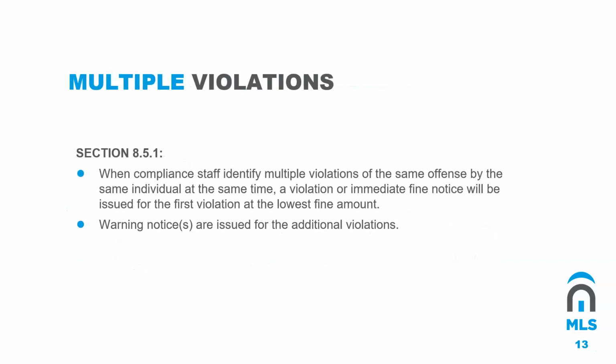Section 8.5.1, Multiple Violations, is a new rule that explains the process followed by MLS compliance staff when staff identify multiple violations of the same offense by the same individual at the same time. A violation or immediate fine notice will be issued for the first violation at the lowest fine amount. Warning notices are issued for the additional violations.